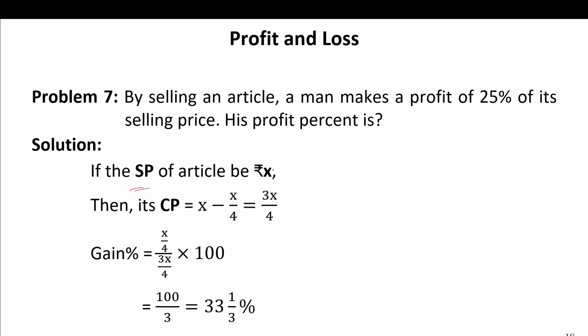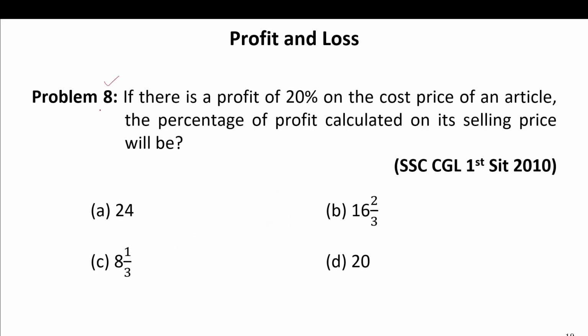So let the selling price of the article be X. So CP is equal to what? X minus X by 4, which is equal to 3X by 4. So X by 4 divided by 3X by 4 is equal to what? 100 by 3, which is equal to 33%. So let's see problem number 8.